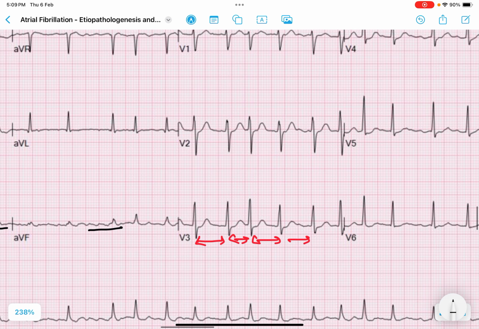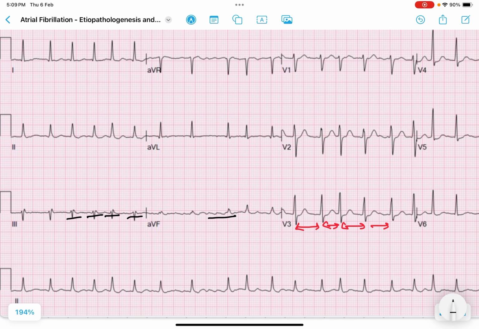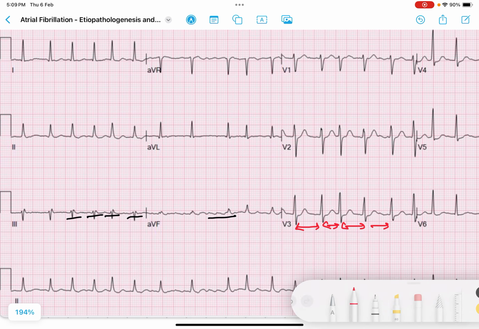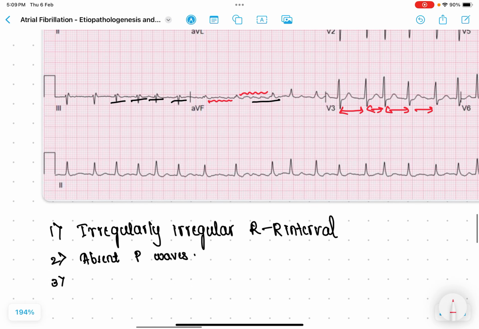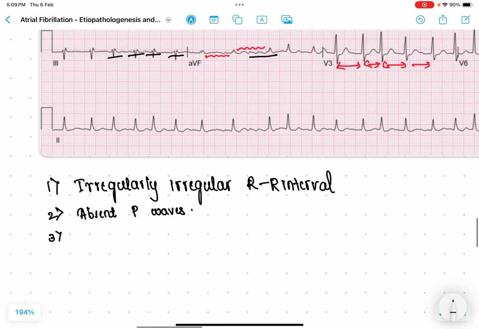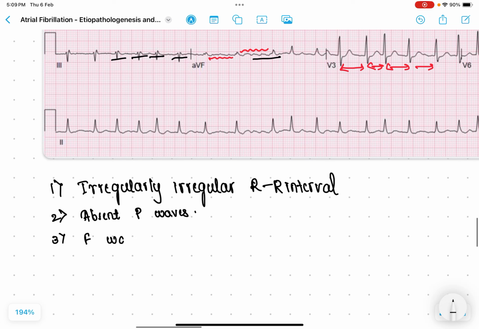Now what is the third thing that you can see? Even though the P waves are absent, can you find some waves here? For example, let me mark it with red color. So all these small waves are F waves. So F waves can be present. Irregular RR interval, absent P waves and presence of F waves. These are the important ECG findings of atrial fibrillation.